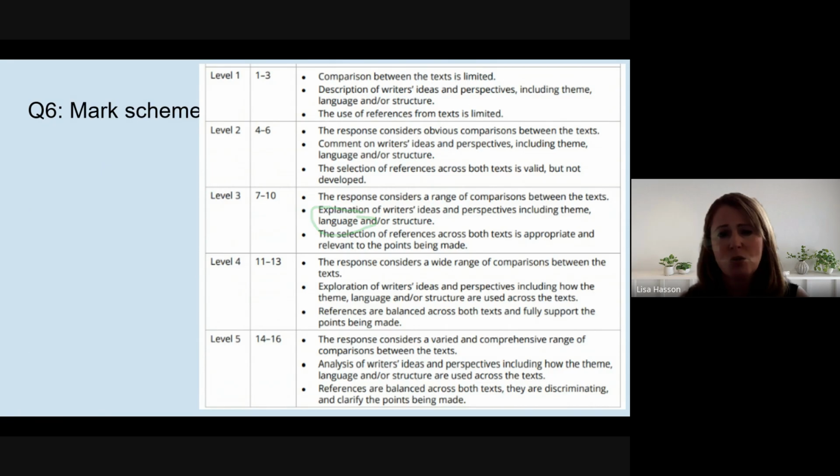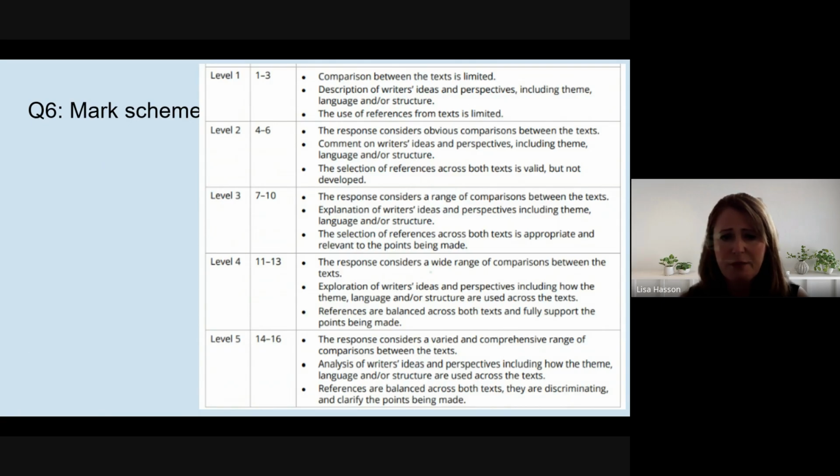So maybe you talk about how the writer has talked about both of the journeys as being really challenging, and in your quotes you've got words or phrases that imply that it's challenging, and you've explained those words or phrases and how they imply it's challenging. And your selection of references across both texts is appropriate. So you've got quotes from both texts per comparative point to make it really clear.